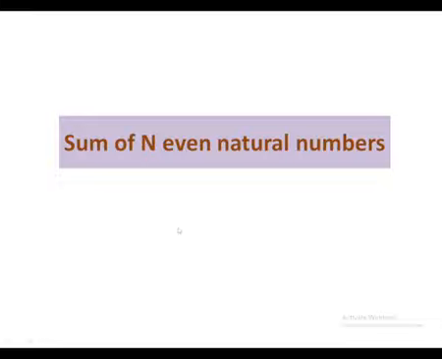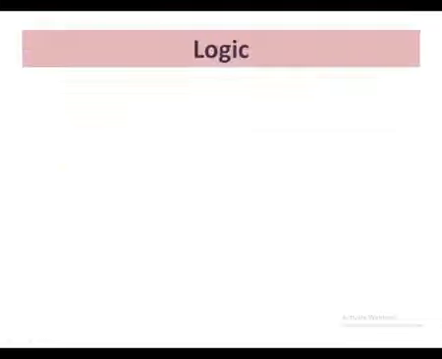Another one is the sum of n even natural numbers. If so, what is the change you need to do? Guess what change you need to do. Look here: as before, the next value you get by adding 2 to the previous value. That is fine. But what happens to your first value? The first value is also changed here, so it starts from 2. That change you need to do here.